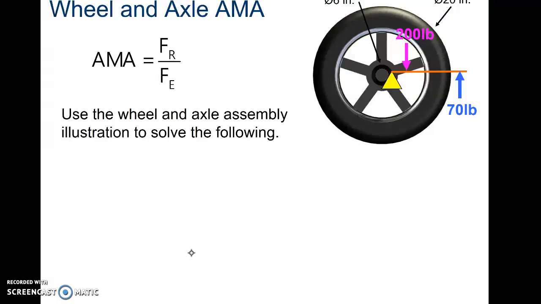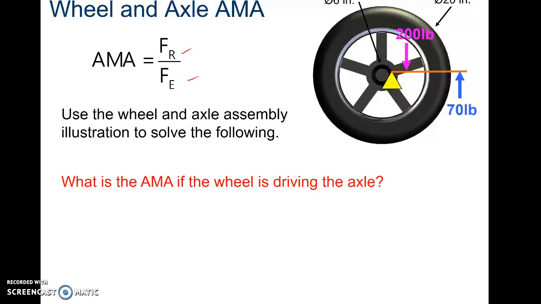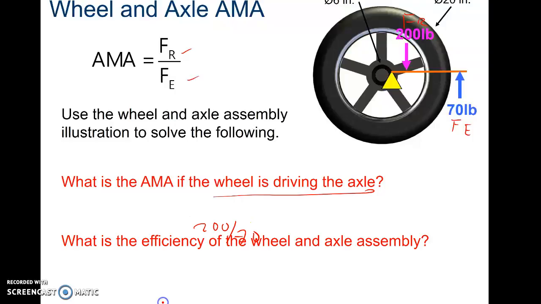When we're talking about AMA for a wheel and axle system, this one's easy because it's just your FR over your FE. Again, you have to determine: is my axle driving my wheel or is my wheel driving my axle? If the wheel is driving the axle in this scenario, then my FE is going to be the 70 and my FR will be the 200. So this would be 200 over 70.